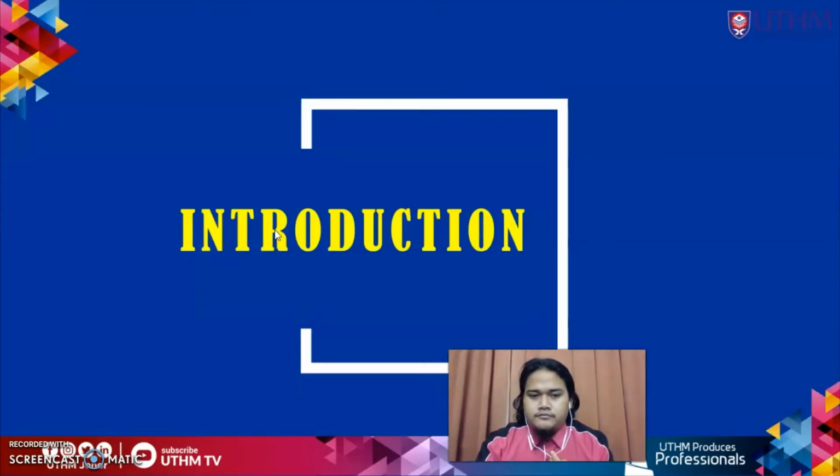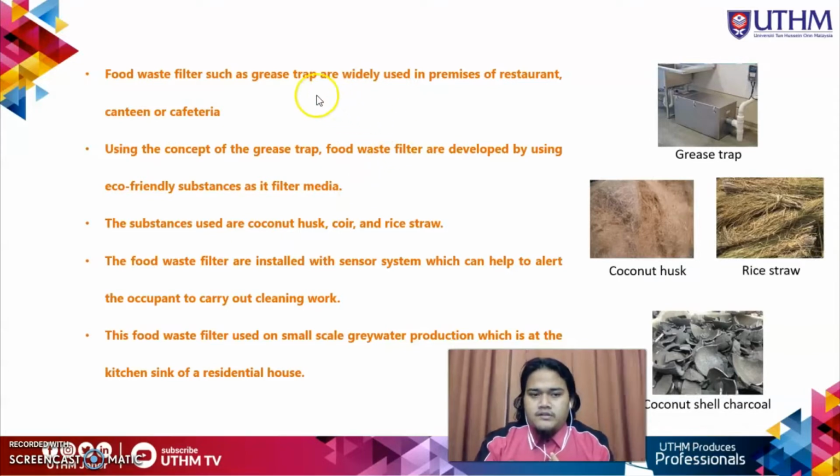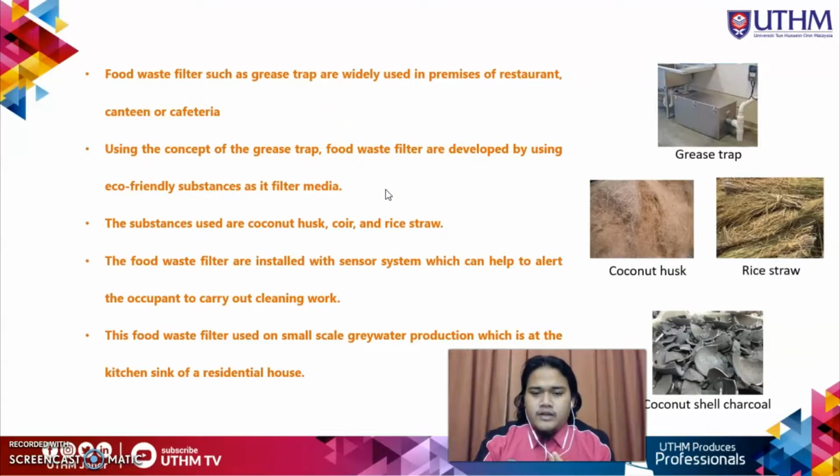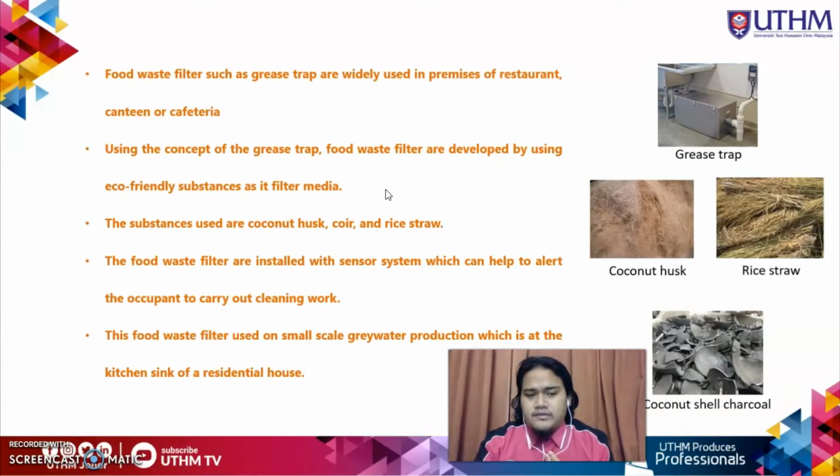For the introduction, food waste filters such as grease traps are widely used in premises of restaurants, canteens, or cafeterias. Using the concept of the grease trap, the food waste filter is developed by using eco-friendly substances as its filter media. The substances used are coconut husk coir, that is coconut shell charcoal, and rice straw. The food waste filter is installed with a sensor system which can help to alert the occupant to carry out the cleaning work. This food waste filter is used on small-scale greywater production, which is at the kitchen sink of a residential house.